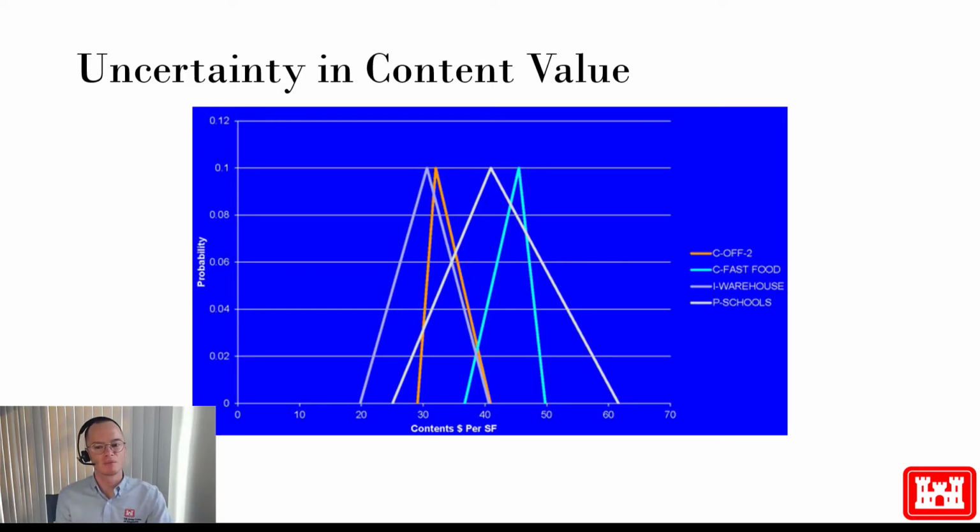Here is an example of a representation of the uncertainty in the content to structure value ratio. Observe that the content dollars per square foot for different structure types are represented using different triangular distributions.